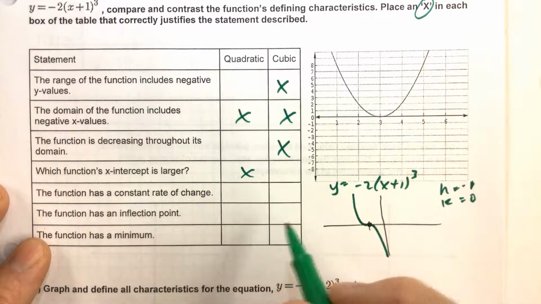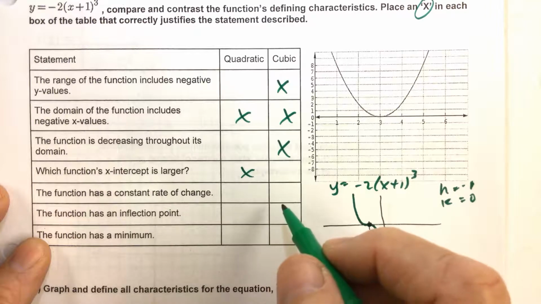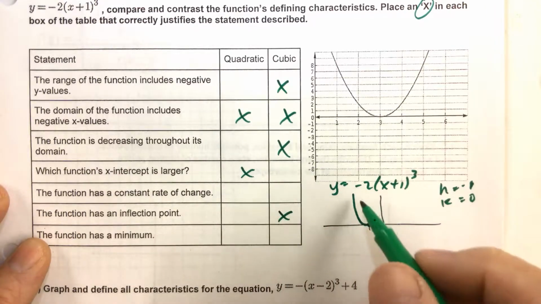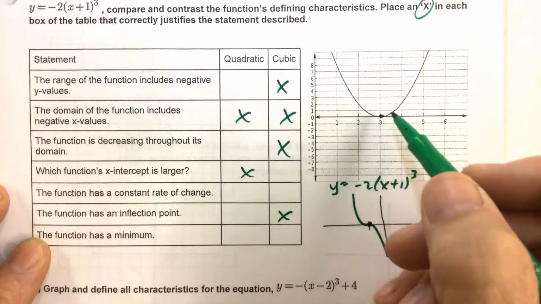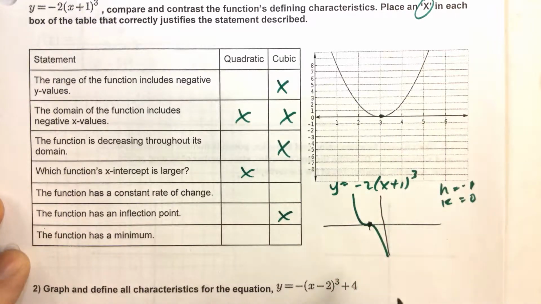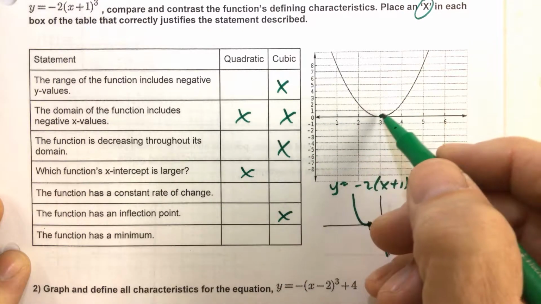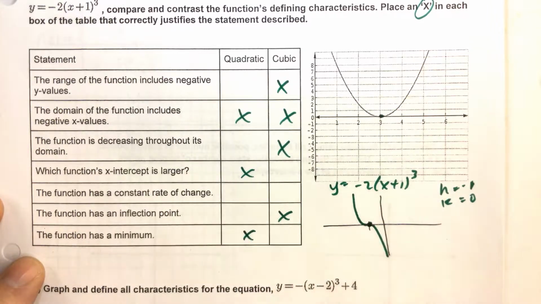It has an inflection point. Well, the only one that has the inflection point would be the cubic, which is the h and the k. The h and the k over here for the quadratic is your vertex. The function has a minimum. Well, since the range is all real numbers for the cubic, it has no minimum, but the quadratic we can see clearly that it has a minimum. So there you go.